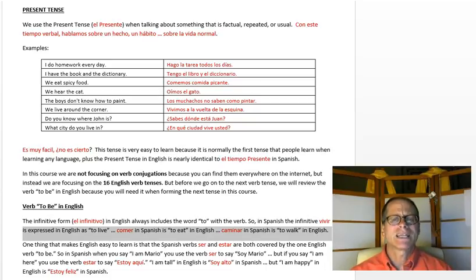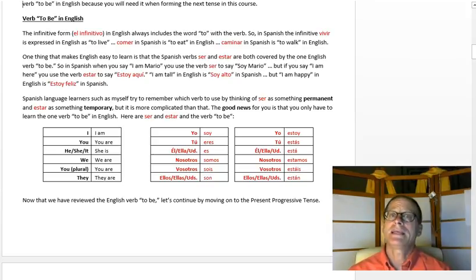But before we go on to the next verb tense, we will review the verb to be in English because you will need it when forming the next tense in this course. The verb to be in English. The infinitive form, el infinitivo, in English always includes the word to with the verb. So in Spanish, the infinitive vivir is expressed in English as to live. Comer in Spanish is to eat in English. And caminar in Spanish is to walk in English.